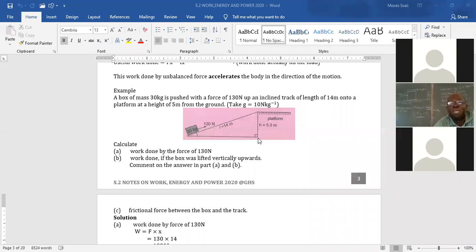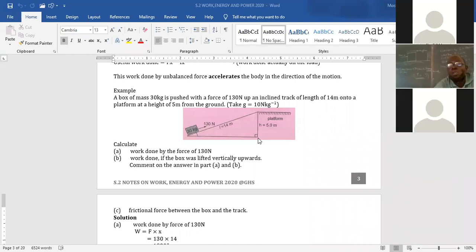Hey, who can give me the right purpose? Yes, you are lifting it, but through what distance? A height of 5.0 meters. Exactly. The purpose of that inclined plane is to lift a box from a lower level to a higher level, and the higher level is 5 meters above the original. Is that okay? Yes.